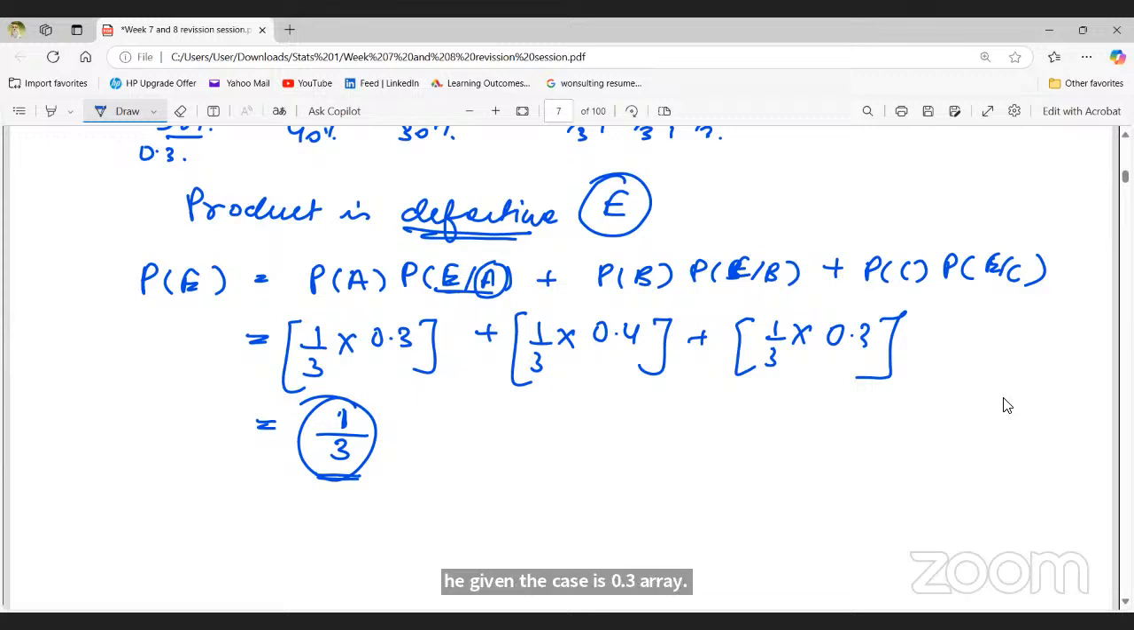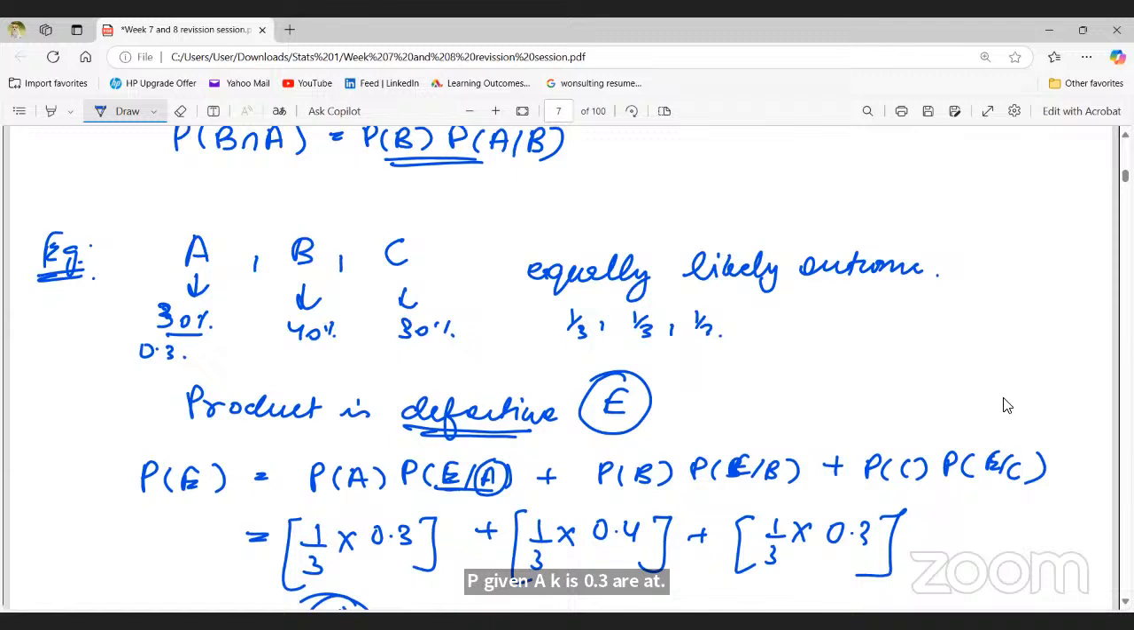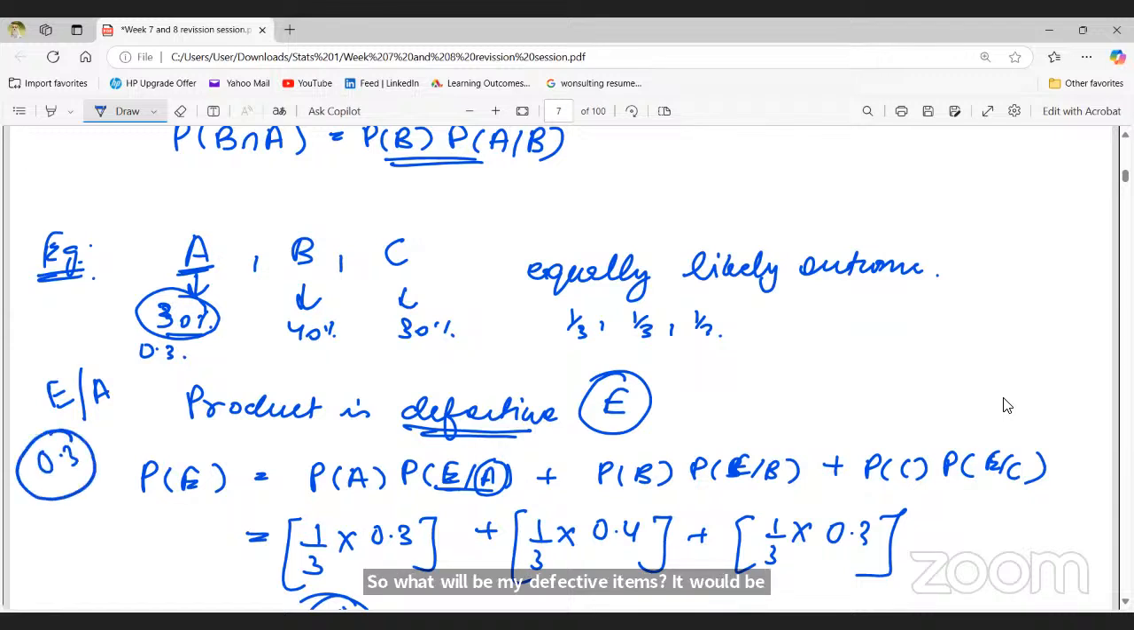See, it is given that company A produces 30% defective items. This is the sentence. That means if I'm choosing A, what will be the probability of defective items? It would be 0.3 only.